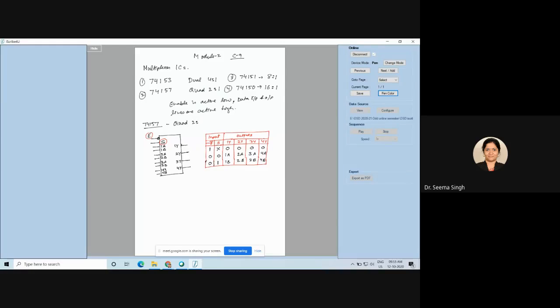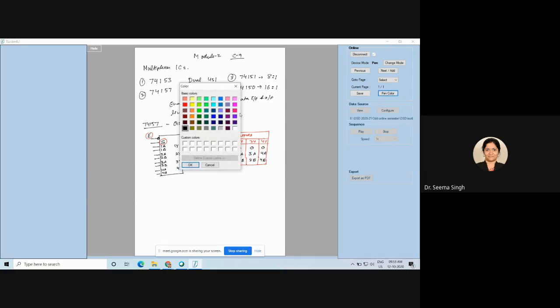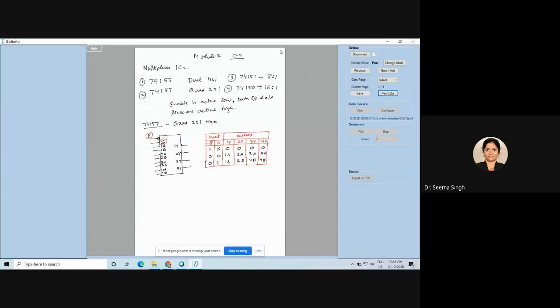2 is to 1 mux. Quad 2 is to 1 mux. So you need to remember this. And why is it important? Because sometimes you may get a question saying that design something using 74157. So you should remember all this, then only you can design, right? So this becomes your first type of IC.